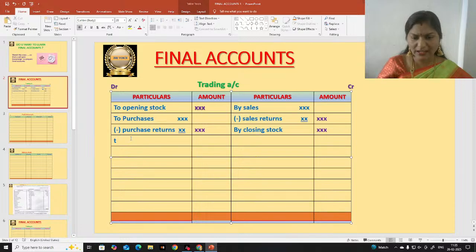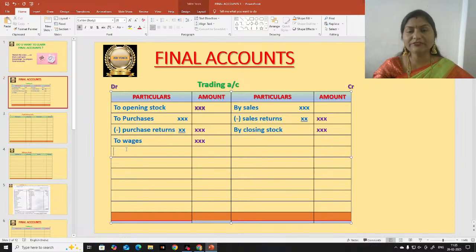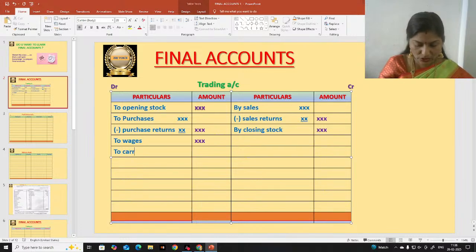To wages is a regular item, students. Wages is a regular item that always appears in the examination. Okay, wages we will record in the amount column. And the next item comes after wages. Wages is a factory related expense, because wages are paid to the labor who are working in the factory. Okay, so the next item is To carriage. Carriage is nothing but transport charges. Okay, so this is a regular item that you should remember compulsorily.